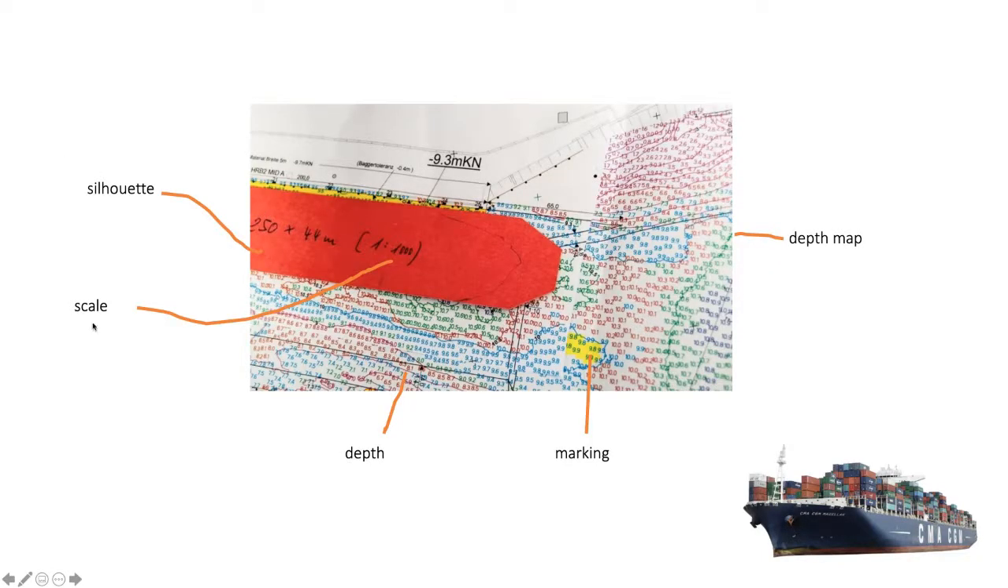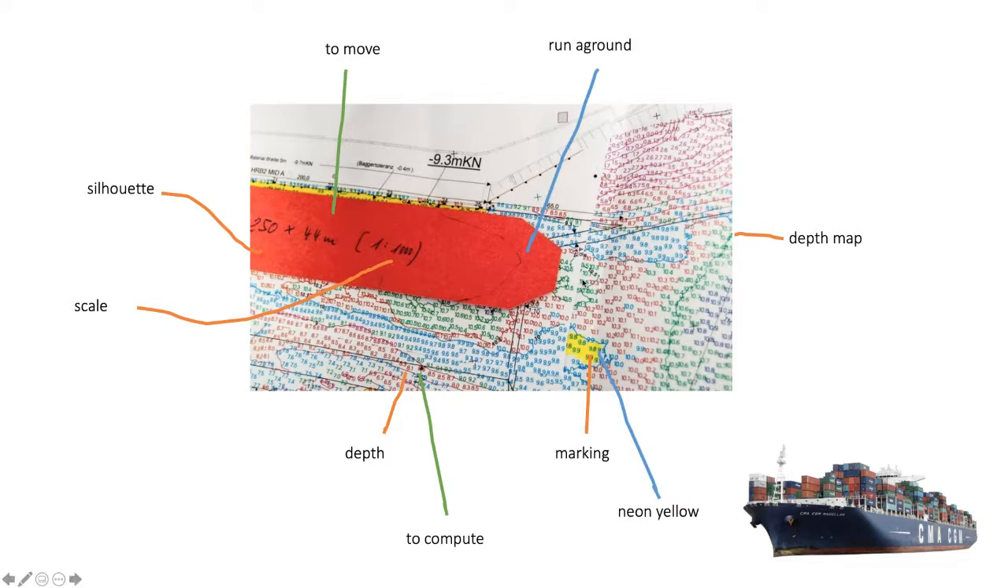Here in the harbor, silhouette, scale on the silhouette, depth marking, depth map, those are all interesting words. But not only nouns are interesting, but also verbs, and especially verbs. We want to know that the ship silhouette is moved around, and we want to know that this depth is computed. And also other kinds of words are interesting. An adjective like this marking is in neon yellow, or an event like this ship is run aground. So different kinds of words are interesting for us.